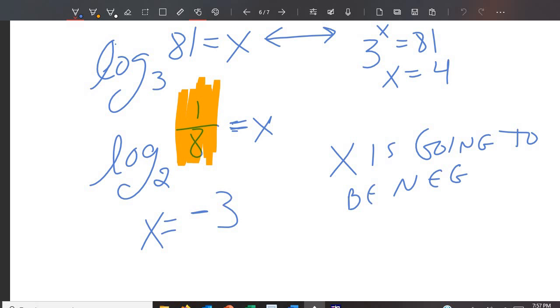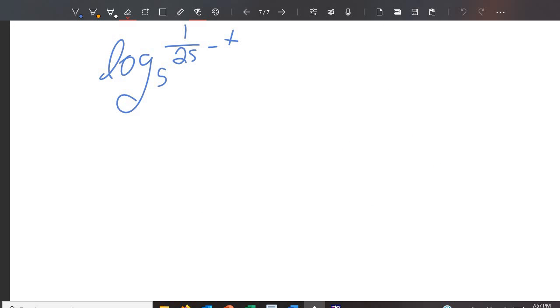All right, let's say we had log base 5 of 1 over 25. Well, the 25 is in the denominator, so whatever x is, it's going to be negative. Now the question is, negative what? Well, what do I do to 5 to get 25? The exponent would be 2.